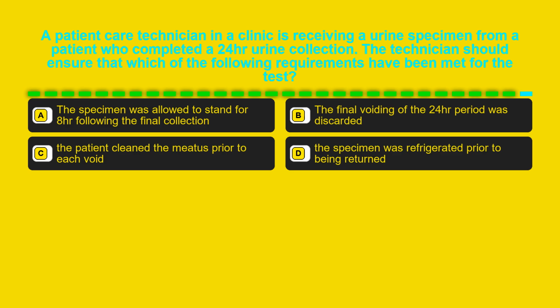Question 20. A patient care technician in a clinic is receiving a urine specimen from a patient who completed a 24 hour urine collection. The technician should ensure that which of the following requirements have been met for the test? Option A. The specimen was allowed to stand for 8 hours following the final collection. Option B. The final voiding of the 24 hour period was discarded. Option C. The patient cleaned the meatus prior to each void. Option D. The specimen was refrigerated prior to being returned.